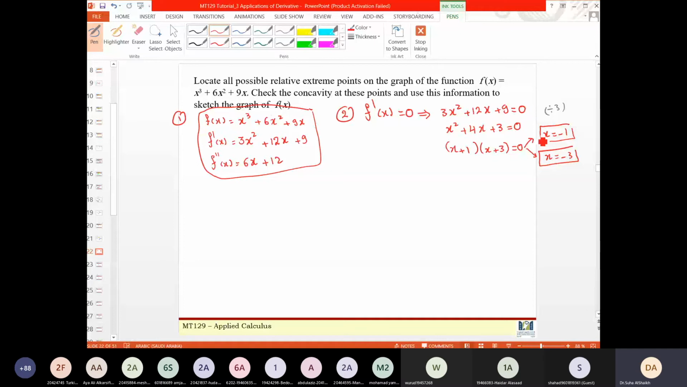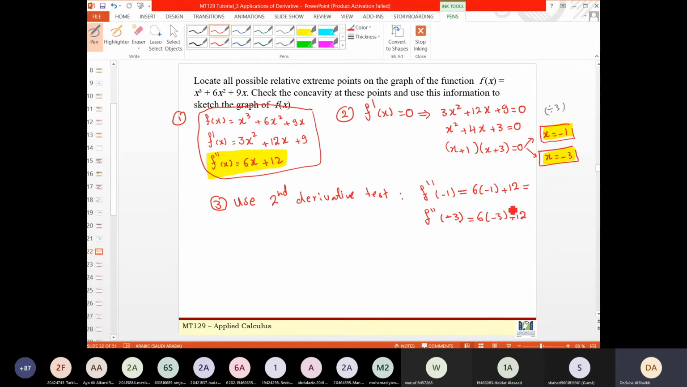So in step number 3, I'm going to use the second derivative test. What does the second derivative test mean? I'm gonna find f double dash of minus 1, and I'm gonna find f double dash of minus 3. Where is f double dash? It's this one here. So f double dash at minus 1 is equal to 6 times minus 1 plus 12, and at minus 3 it is 6 times minus 3 plus 12.